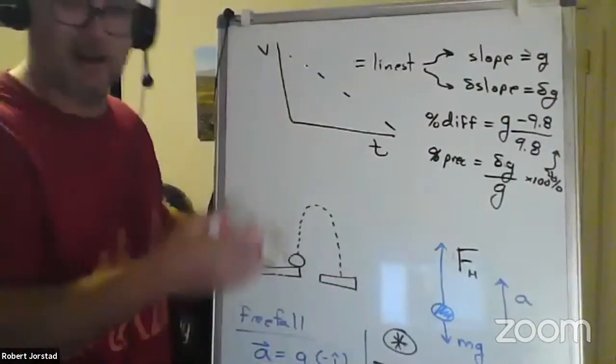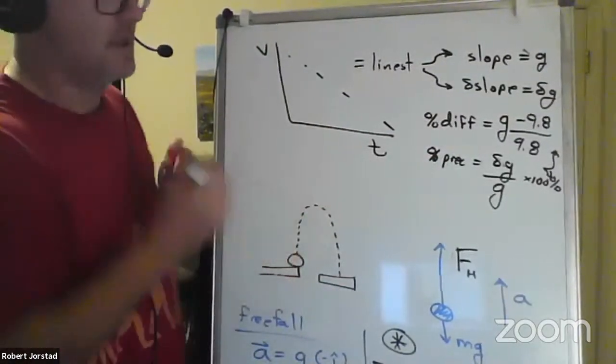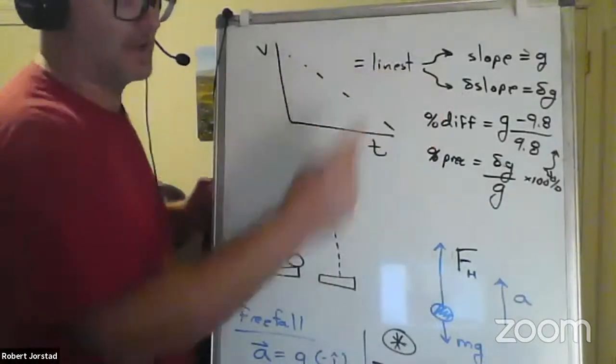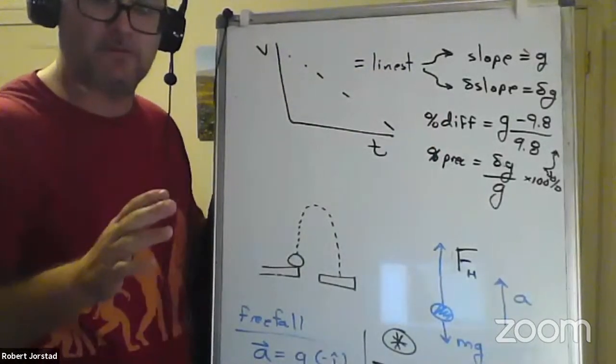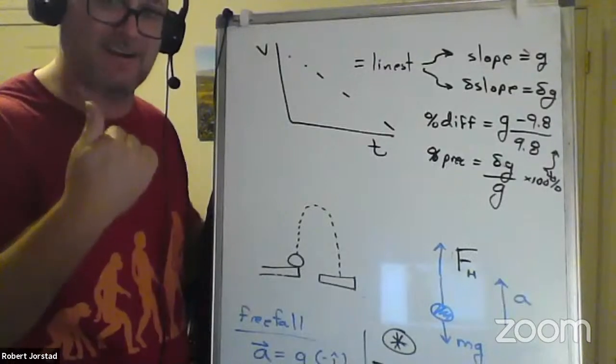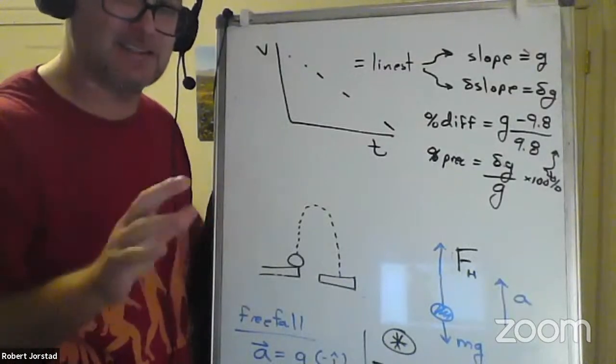Because it depends on how you rotated your coordinate system. Okay. But now we can also get an error in that slope. A lot of people confuse percent uncertainty or percent error with percent difference. They're not the same thing.